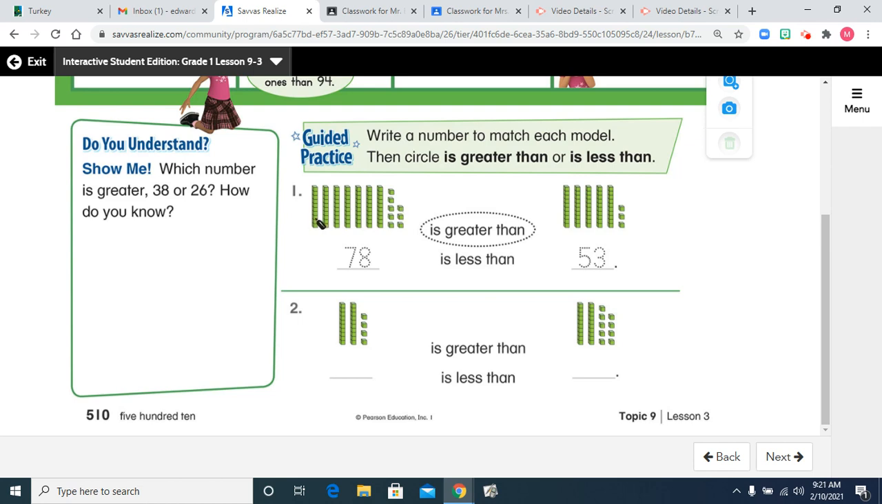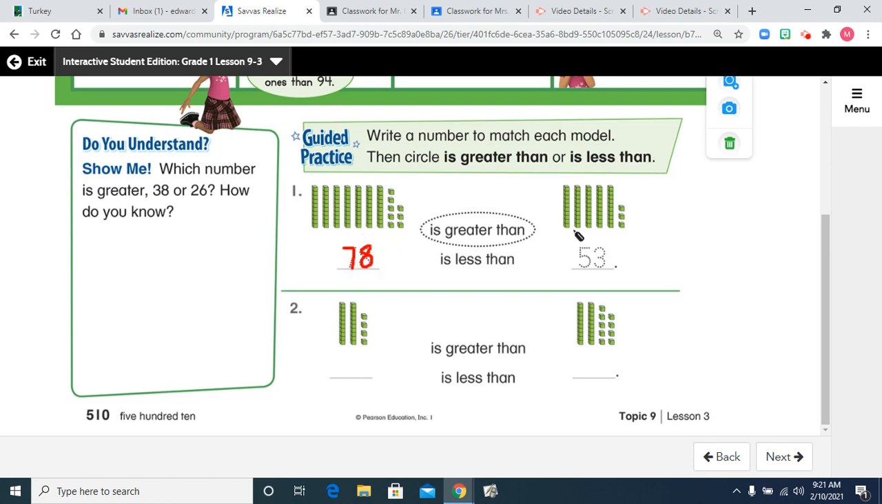number is. Ready, go. 10, 20, 30, 40, 50, 60, 70, 71, 72, 73, 74, 75, 76, 77, 78. Okay, so trace 78.